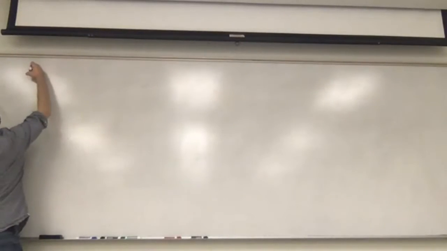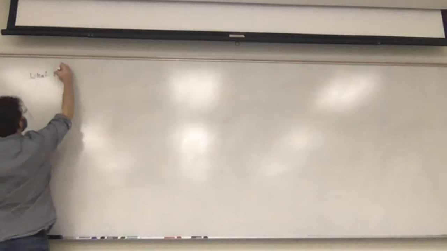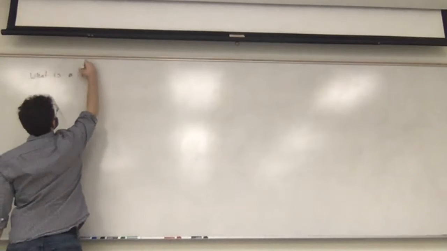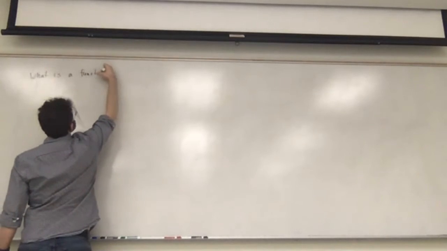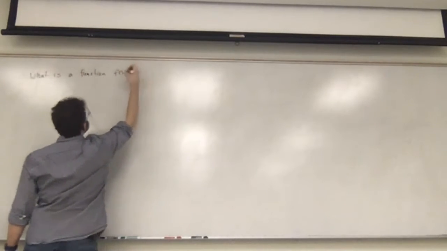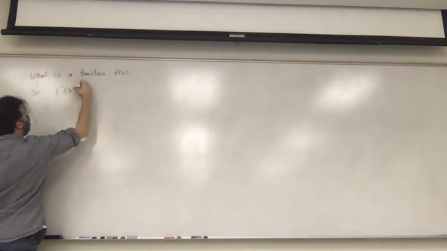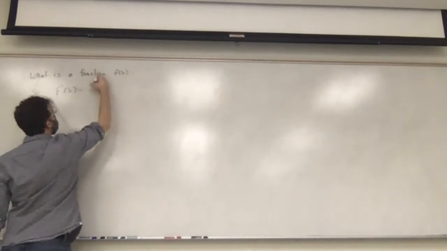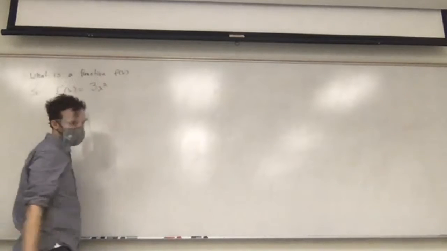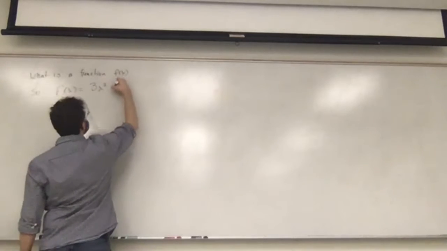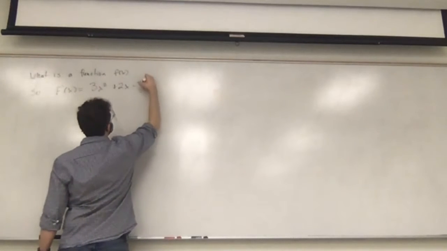Okay. So let's ask, what is a function f of x? So its derivative f prime is 3x squared plus 2x minus 5.